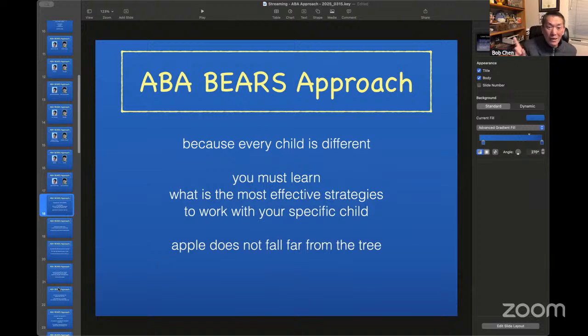Now, the other point that I want to make is that the apple does not fall far from the tree. Okay, so what does that mean? It means both my kids share features of both me and my wife. We like to point at each other when the kids are being stubborn. It's like, that's you, that's you. But we both know that we're both stubborn individuals and our kids are going to be just as stubborn as we are.